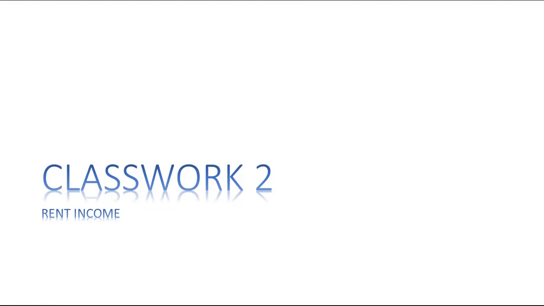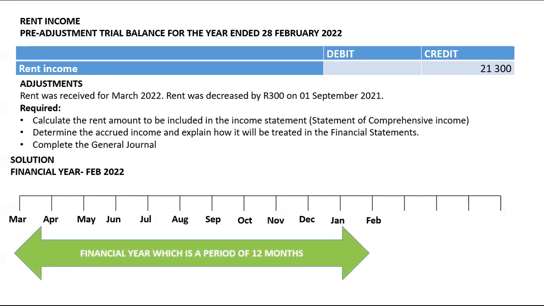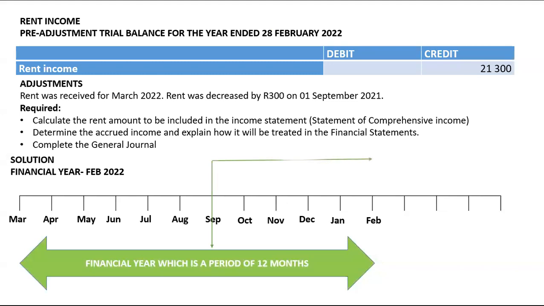This one is pretty much the same as the previous one, but now there was a decrease. And they said rent was received for March 2022. That means rent has been received in advance. It has been received for 13 months. Starting from March 2021 up to the 28th of February 2022, that is 12 months, rent was decreased here. So it became X minus 300.